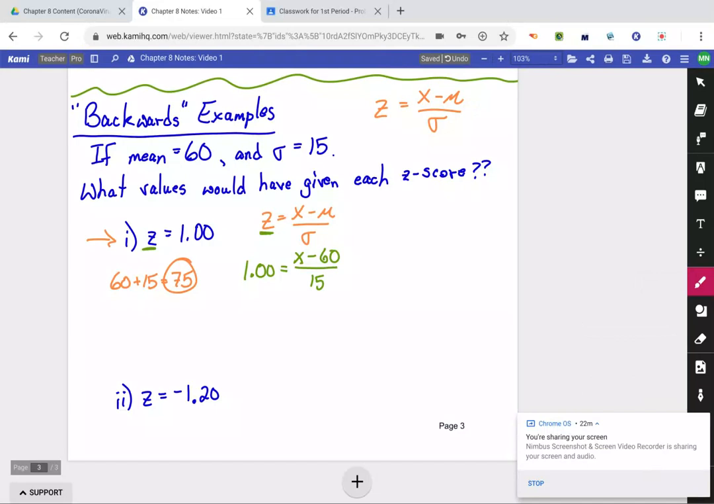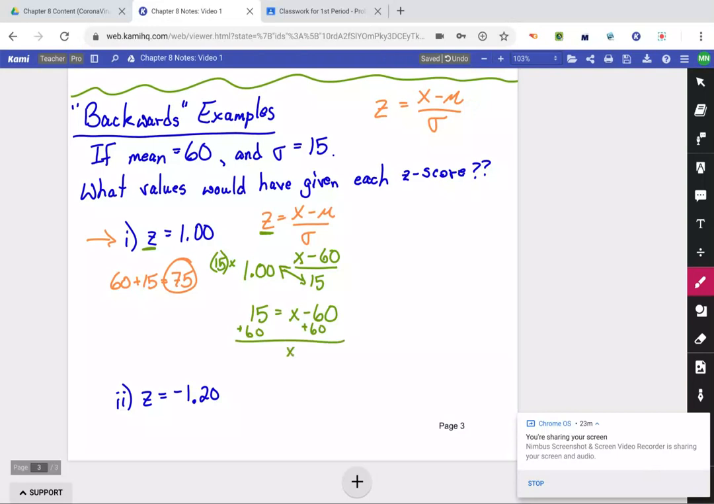If it's a backwards example, you just times by 15. So you end up getting, gosh, this 15 gets multiplied up here, right? And so you get 15 equals x minus 60. Just because 15 times 1 is 15. And then you solve this for x, right? You just add 60 to both sides.